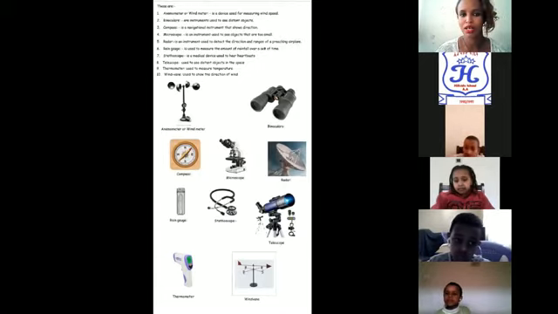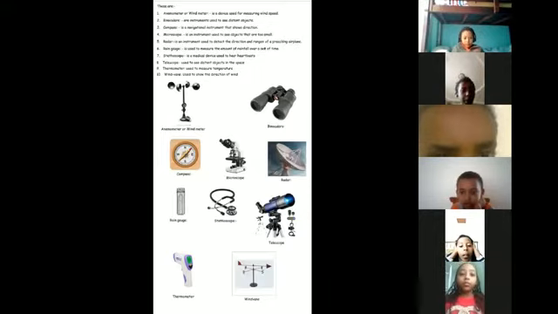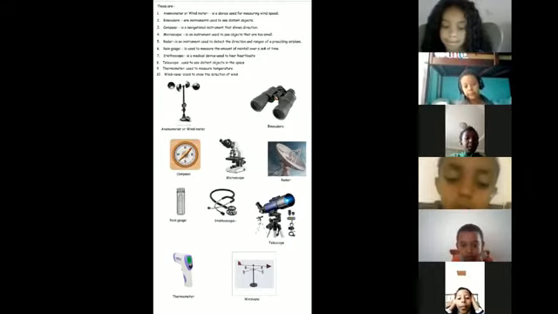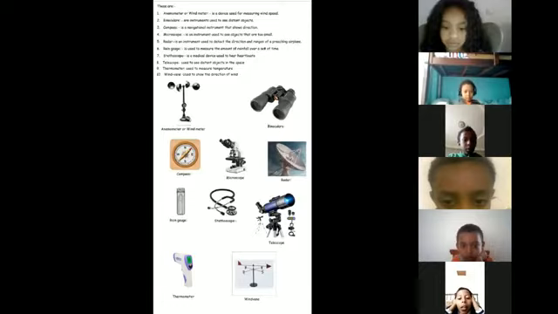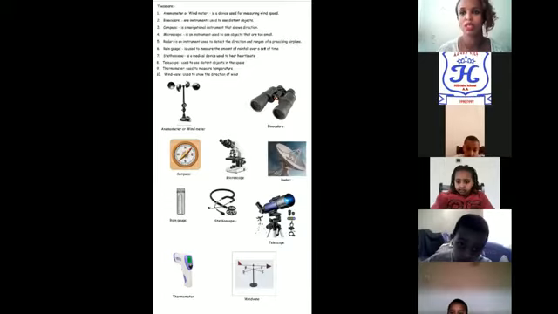The sixth one is rain gauge. A rain gauge is used to measure the amount of rainfall. The seventh one is stethoscope. It's a medical device used to hear heartbeat. Then the telescope is used to see distant objects in space. Then the thermometer is used to measure temperature, and the wind vane shows the direction of wind. So these are the scientific instruments that you have to know.